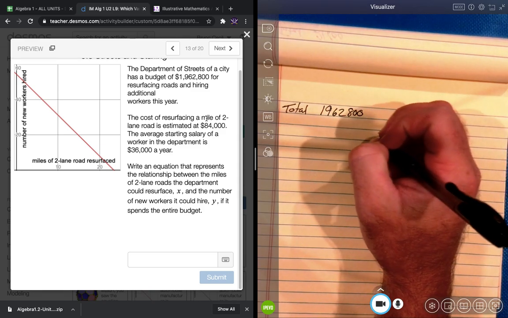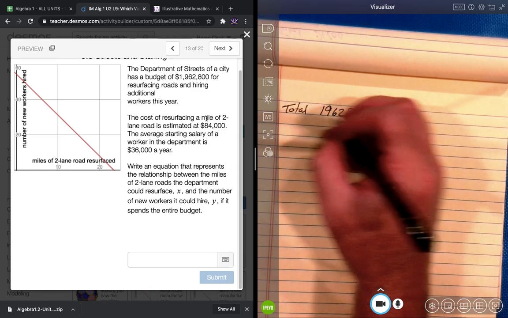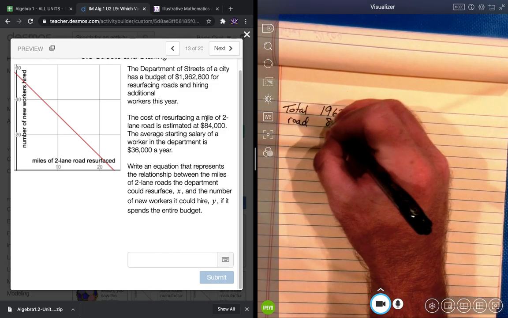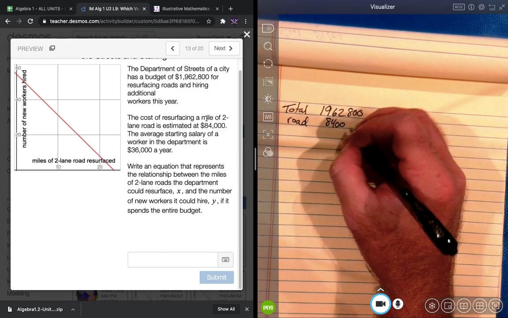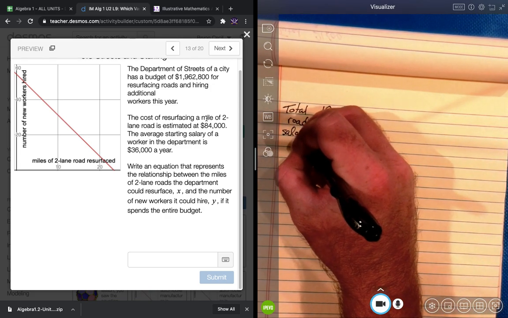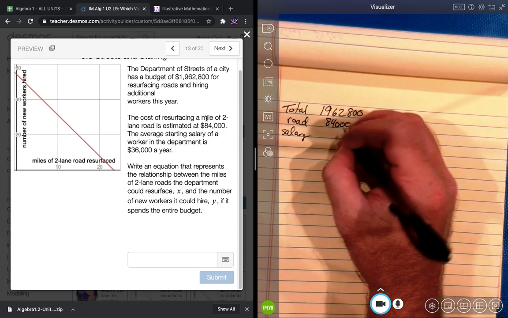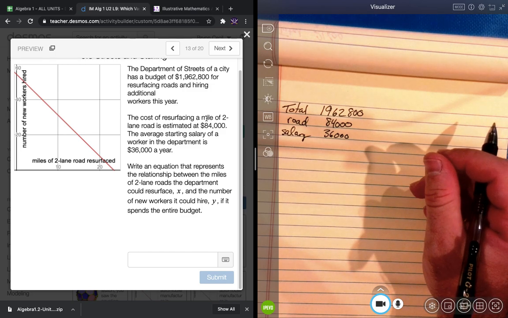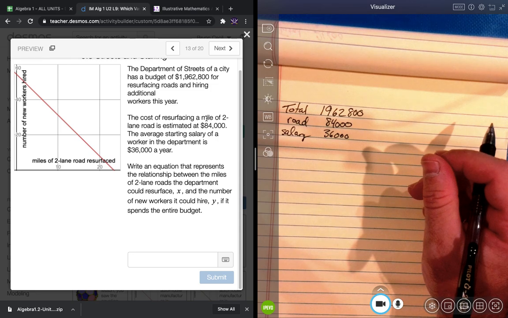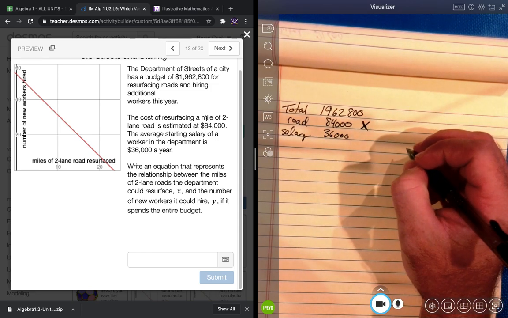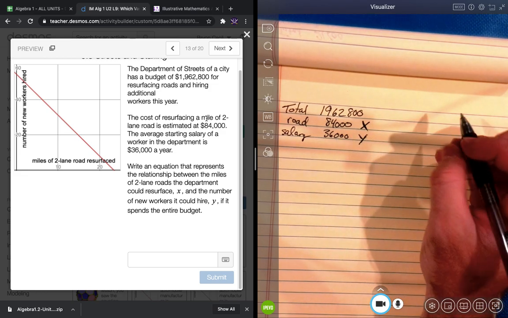$1,962,800. We know that a road, that 1 mile costs $84,000. We know that a worker's salary is going to cost $36,000. So now it tells you also, guys, that the department could resurface the miles is X, and that the new workers it could hire is Y.